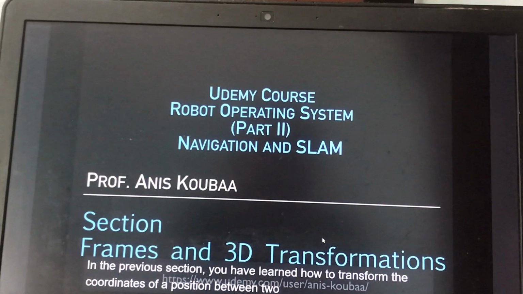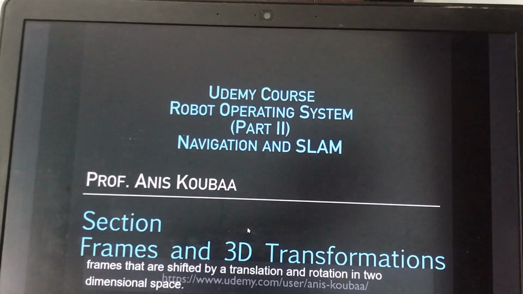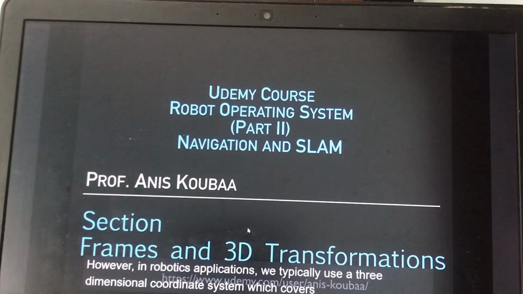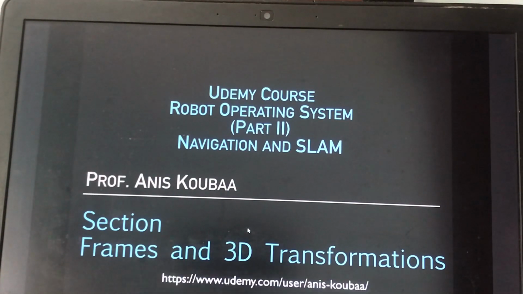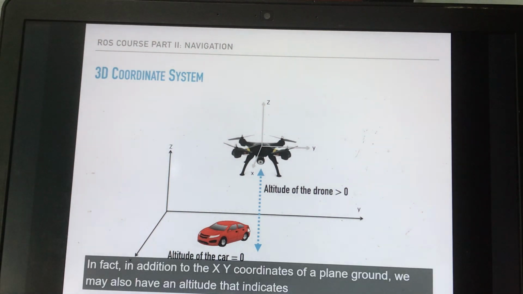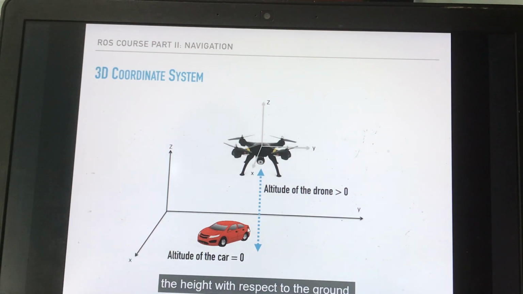In the previous section, you have learned how to transform the coordinates of a position between two frames that are shifted by a translation and rotation in 2-dimensional space. However, in robotics applications, we typically use a 3-dimensional coordinate system which covers both ground robots and aerial robots like drones. In fact, in addition to the XY coordinates of a plane ground, we may also have an altitude z that indicates the height with respect to the ground.